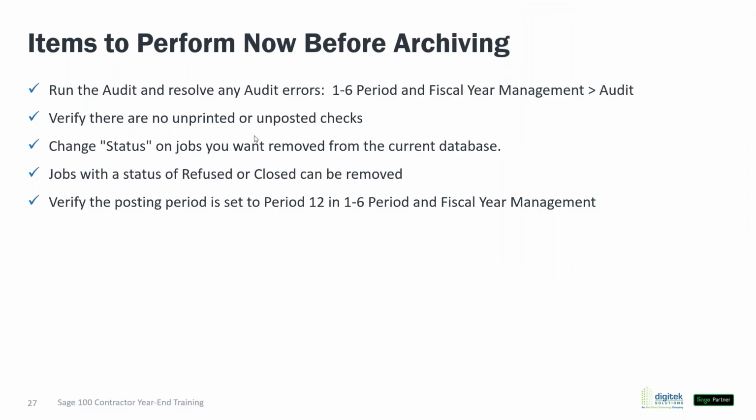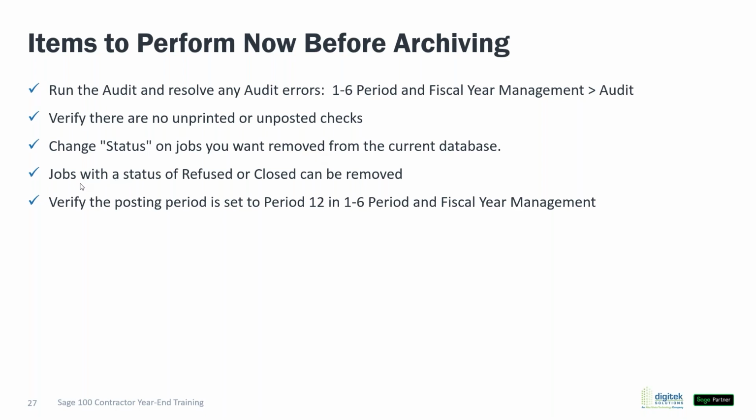Okay, we want to verify there's no unprinted or unposted checks. We want to change the status on our jobs to completed or closed so that we can move those jobs over into the archive database. Why do we want to do that? Because if we have years and years of data in our current database and we go to run reports, it's clogging down our system. It's taking forever to run those reports. So we want to keep our current database as clean and efficient running as possible. So that's a good reason why we want to get rid of some of this stuff.